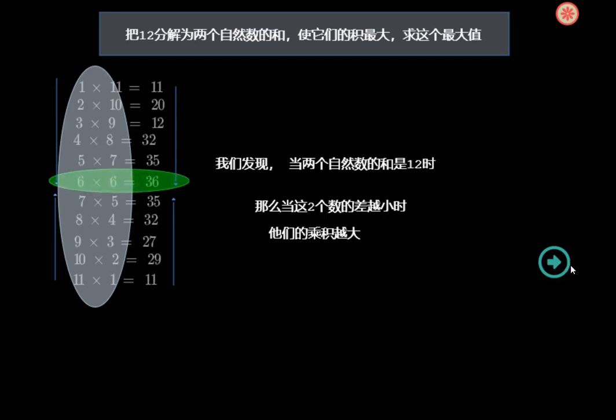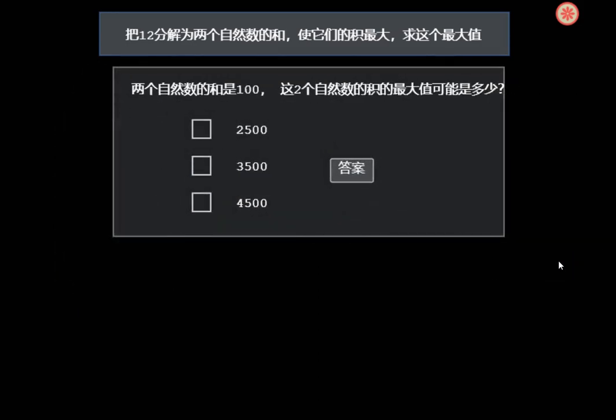The sum of two natural numbers is 100. What could be the maximum value of the product of these two natural numbers?